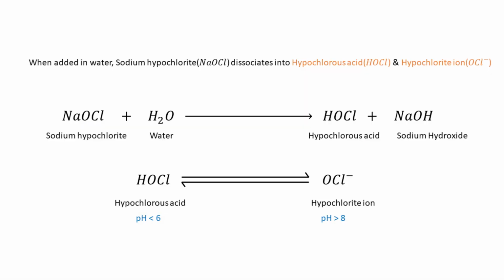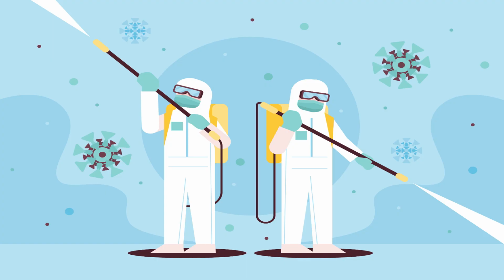Okay, here is a chemical reaction that gives rise to the reactive species which attack microbes. When dissolved in water, sodium hypochlorite forms hypochlorous acid. The hypochlorous acid remains in equilibrium with the hypochlorite ion. More hypochlorous acid is produced when pH is made less than 6 and more hypochlorite ion is produced when pH is made greater than 8.